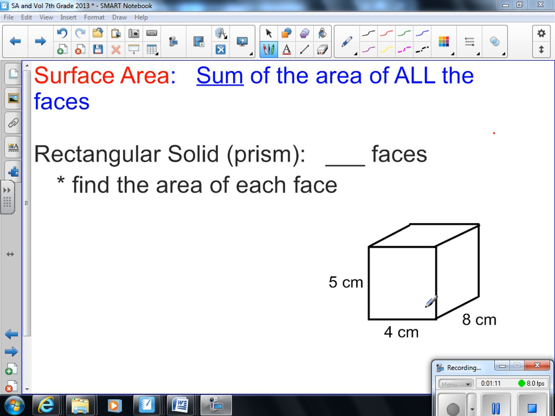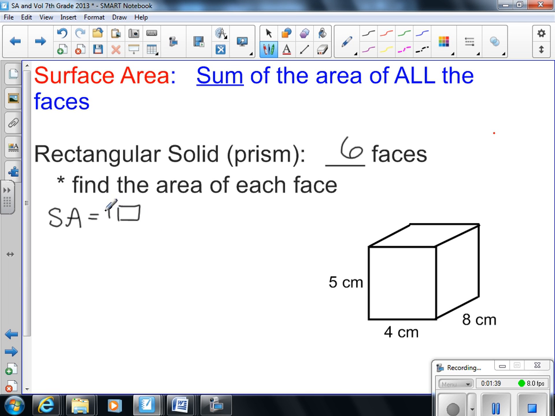Okay, so now let's take a look at the same rectangular solid, and let's find the surface area. The surface area is the sum of all the area of the faces. Now, a rectangular solid has how many faces? 6. It has 6 faces. And that's important that you recognize that before you even start. So when I'm finding the surface area, I'm going to make how many rectangles? I'm going to find the area of 6 rectangles.